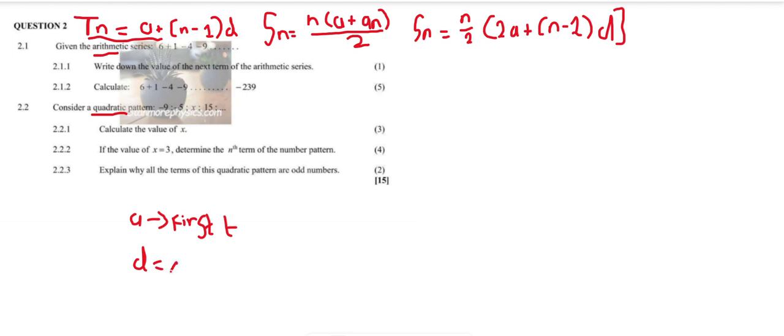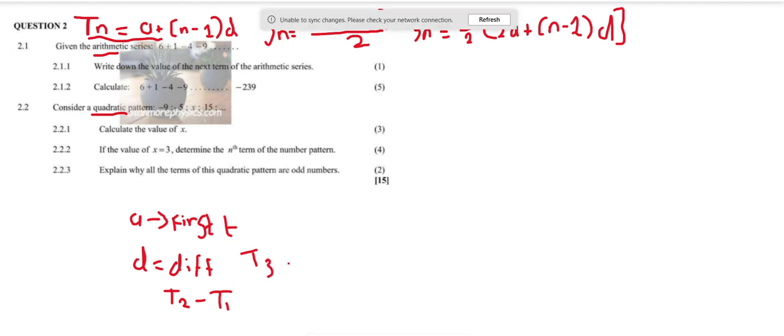d is the difference. When I mean the difference, what I am saying is that you take term 2 minus term 1. Or what you can do, you take term 3 minus term 2. Now this is very important for you to understand.